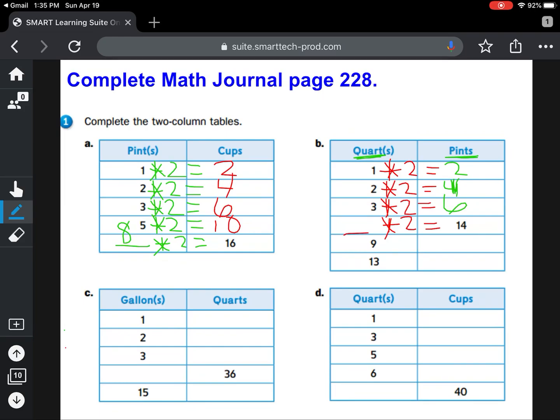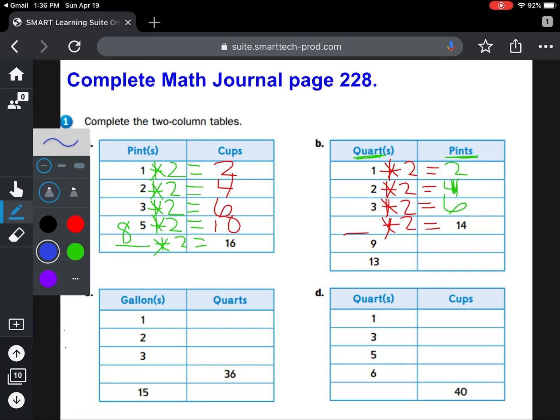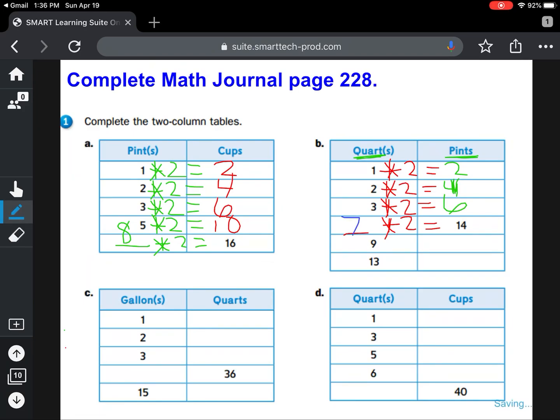All right, let's check our answers for part B. You should have said that 7 quarts are equivalent to 14 pints, and 9 quarts are equivalent to 18 pints, and 13 quarts is equivalent to 26 pints. Make sure you have all of these numbers filled in on number 1A and number 1B.